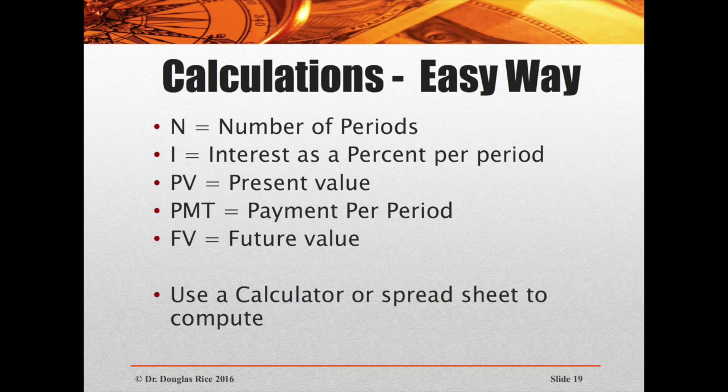The first one is n. That is the number of periods. In the last problem it was annual, but it could have turned into monthly or daily. That would have changed the problem considerably. I is the interest paid as a percent per period. The interest is per period, n is per period, so it's very important that the periods n and I match. We're going to get into this in a minute.